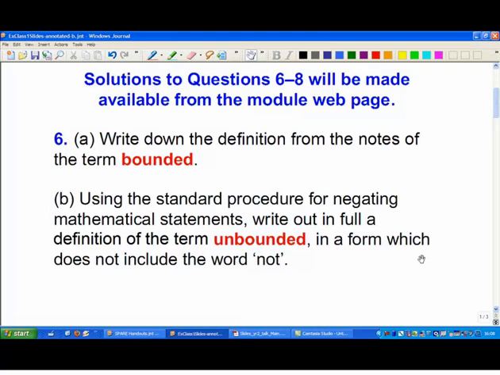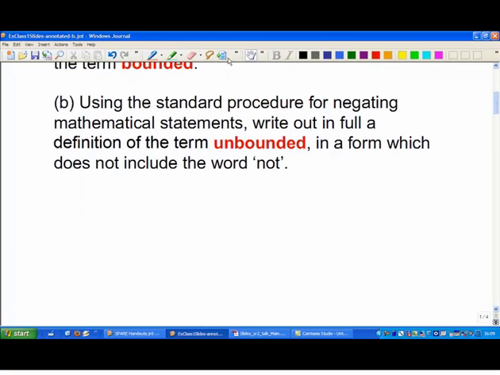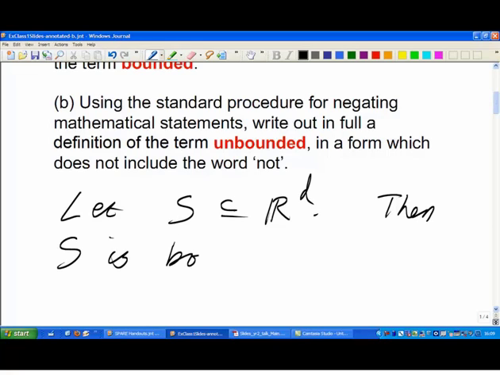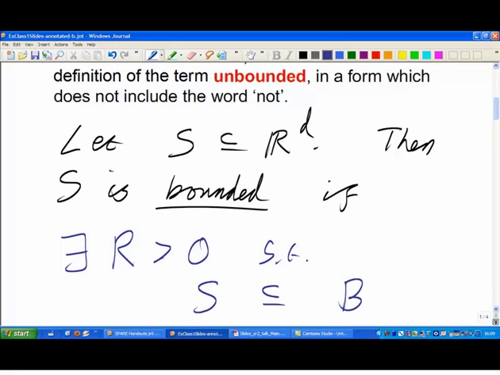So now you've had a little bit of time. There are in fact 2 different versions in the notes. So let's give you at least one version. Let S be a subset of d-dimensional space. Then S is bounded if, I'll put this in blue, there exists some positive real number R such that S is contained in the closed ball, radius capital R, centered on the origin.